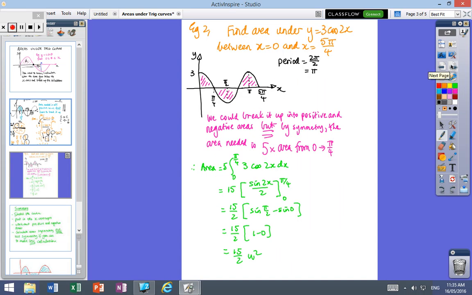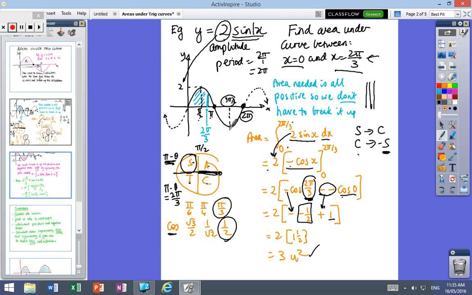Okay, so next one is finding the area under 3 cos 2x between 0 and 5 pi on 4. So first thing you do is calculate the period. So that number 2 comes to the bottom, so 2 pi on 2 is just pi. Cos starts at its maximum, and the maximum is 3. And technically, if you want to, it goes down to minus 3, of course. Same with the previous one, previous curve goes from 2 to minus 2.